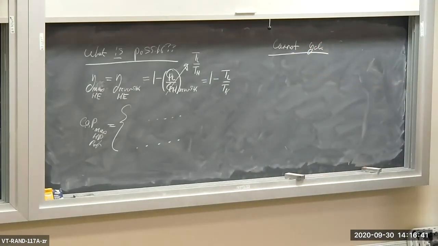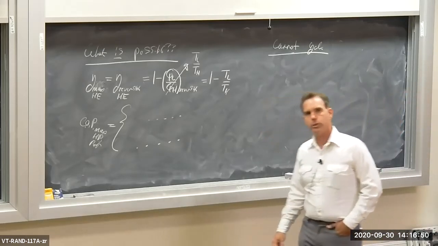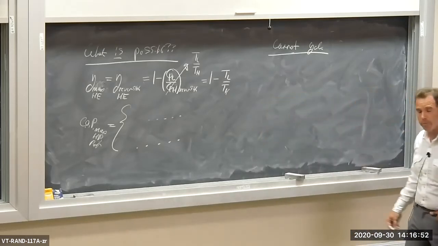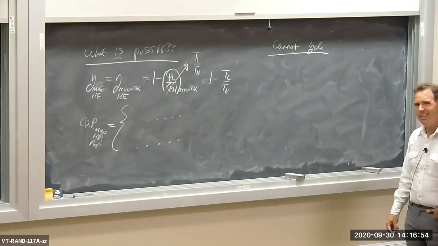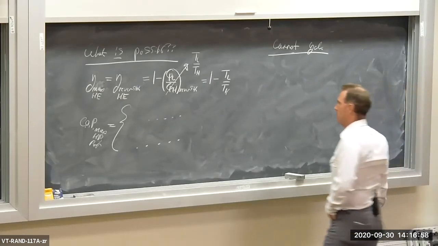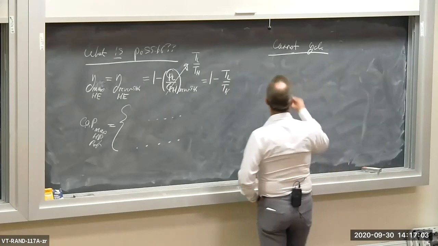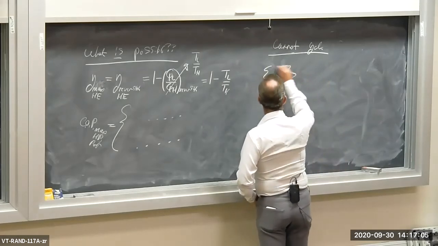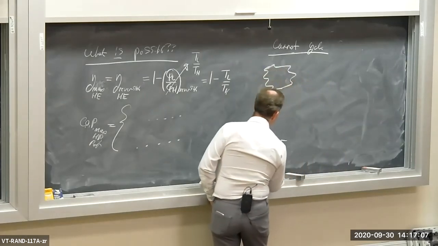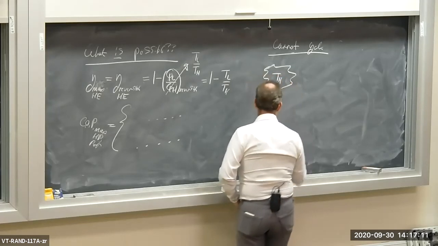I'm not saying you can build it. You can't build this thing. You can approach it. You can build something close to it. But the Carnot cycle is a reversible heat engine, heat pump, or refrigerator. It can't really function in nature, but we can approach it. So how does it work? What might we conceive of as a reversible heat pump or refrigerator?